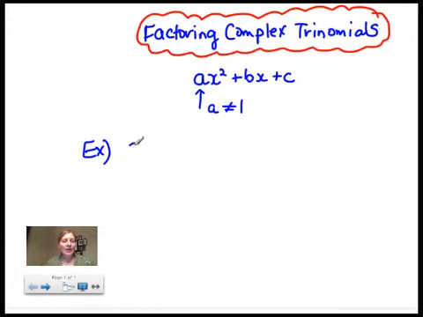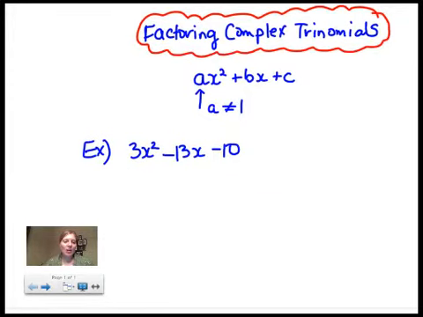Let's say we're given 3x squared minus 13x minus 10. Our first step always is look to see if there's a common factor in all three terms. No common factor here, so we go ahead and recognize that this is a three-term question and it has an a value that's not equal to 1. So that's a complex trinomial. So we're going to do this using decomposition.